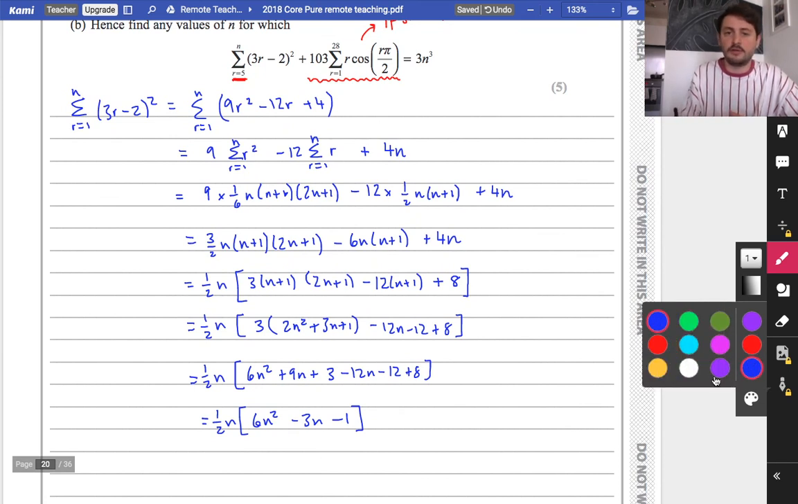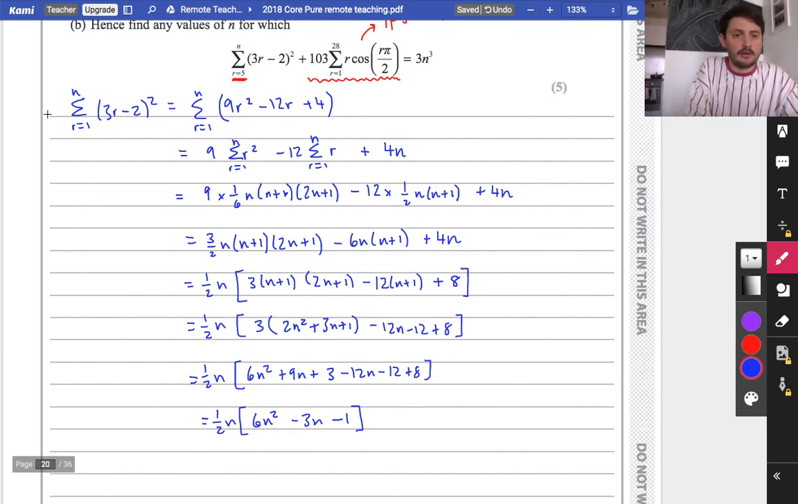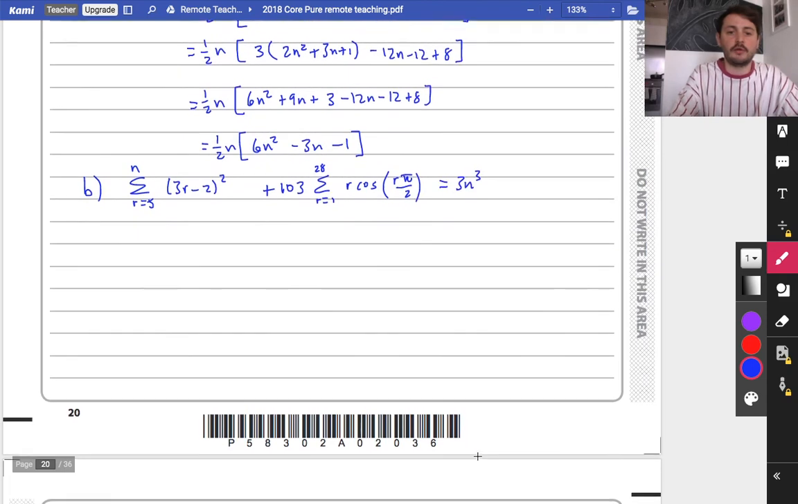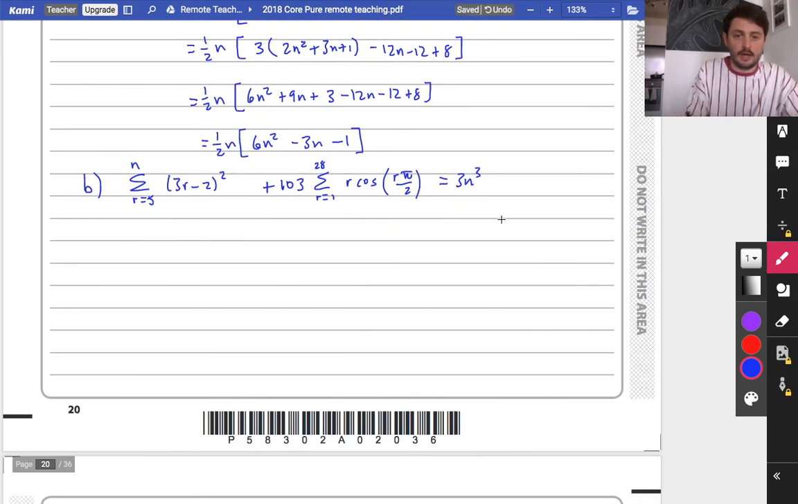So I'm going to write the question out just so I don't have to keep going up and down again and again. So let's have a quick write that out. So it's the sum from r equals 5 to n of (3r minus 2) squared plus 103, the sum from r equals 1 to 28 of r cos(r pi over 2) equals 3n cubed. Okay, so we need to solve this equation. First of all, I'm going to investigate this thing. I want to investigate just this bit that I've got here.